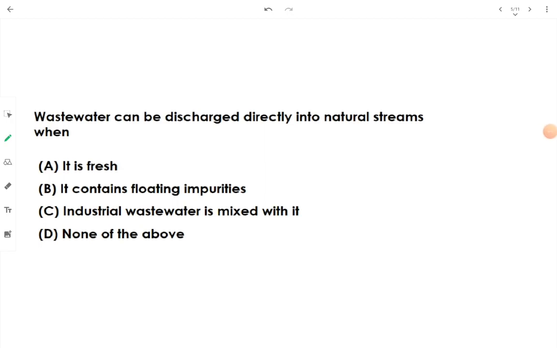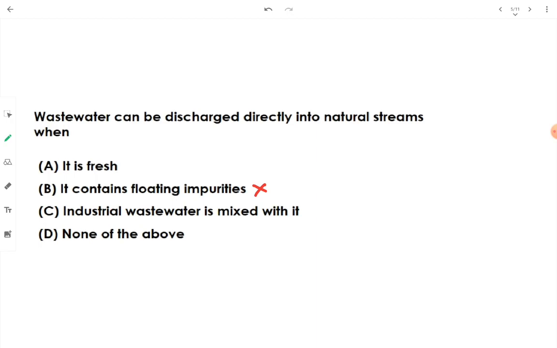No, it's not about dilution. The options are asking what the condition is for mixing wastewater into a natural stream. When it is fresh, it contains floating impurities, then industrial wastewater is mixed with it. We cannot allow wastewater to be discharged directly into a natural stream when it contains floating impurities. We should at least go with preliminary treatment, where we carry out screening and comminution. Then we will allow the wastewater to go into the natural stream.